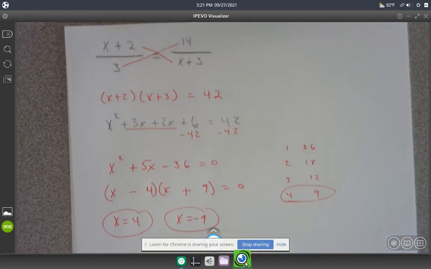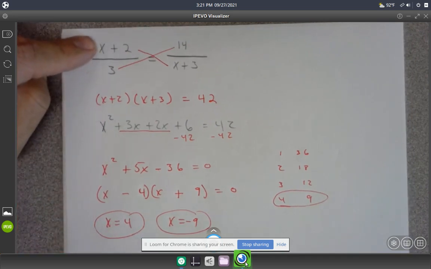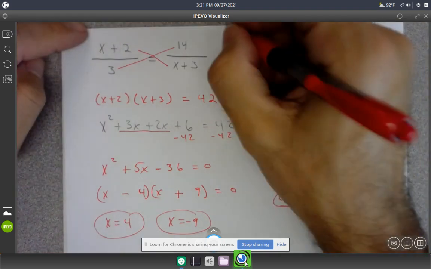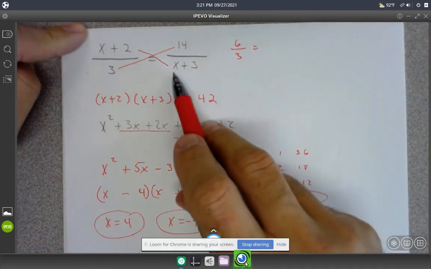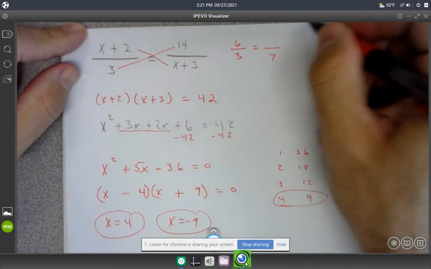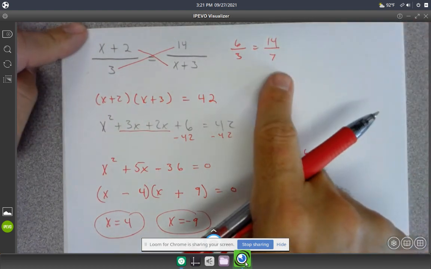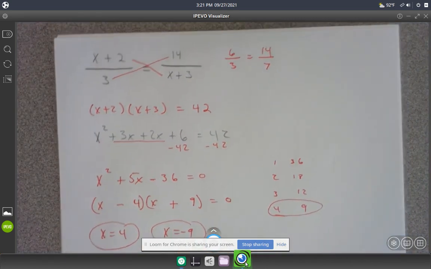There we go. I would recommend, take 4 and plug that in for x, just to verify that this satisfies the equation. 4 plus 2, that's equal to 6. 4 plus 3, that's equal to 7. Notice that both of these are equal to 2. 6 over 3, 14 over 7. So it does work. And it also works for the negative 9 as well.